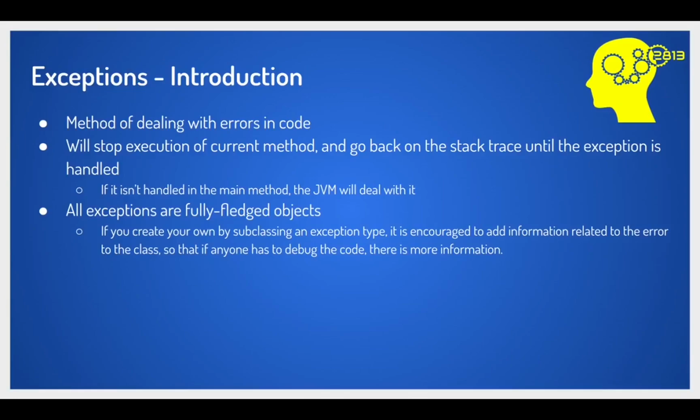the current method. And then all exceptions are fully fledged objects, which means if you make your own exception, you can and should put information pertinent to what caused the exception into the exception object so that anyone handling your exception has more information to work with.